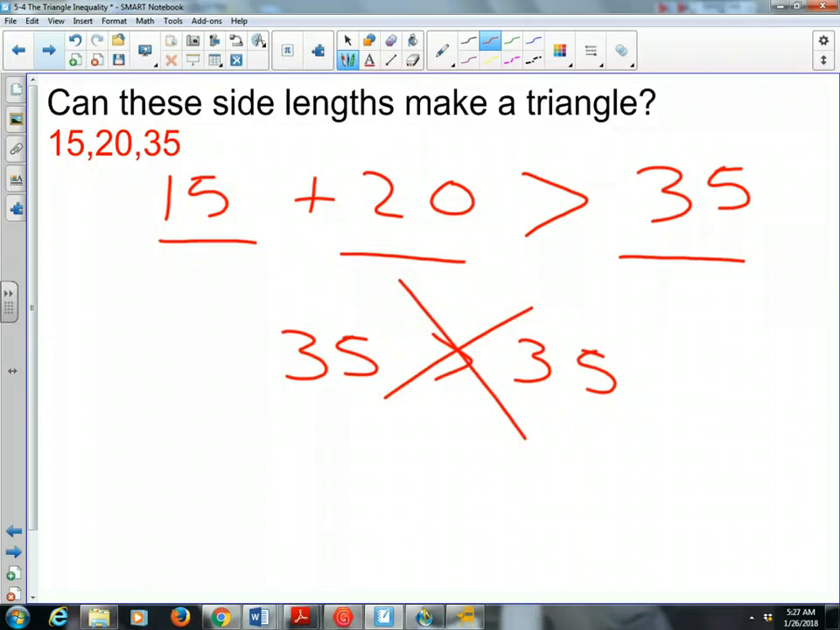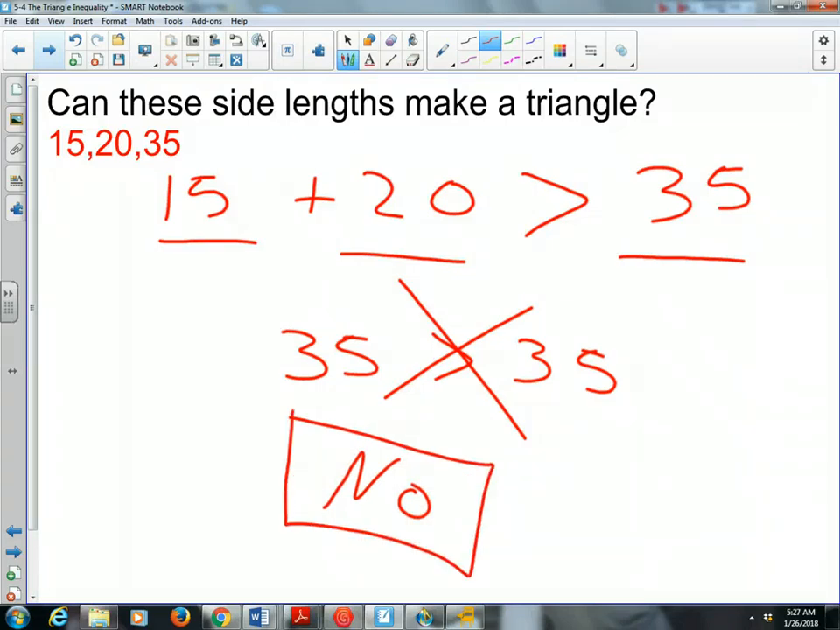So can these sides make a triangle? The answer is no. If you have a segment that's 15 inches and a segment that is 20 inches and a segment that is 35 inches, you cannot make a triangle with those three lengths.